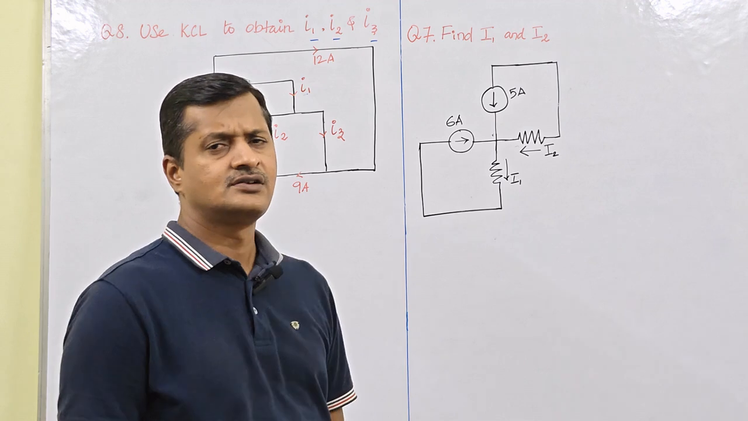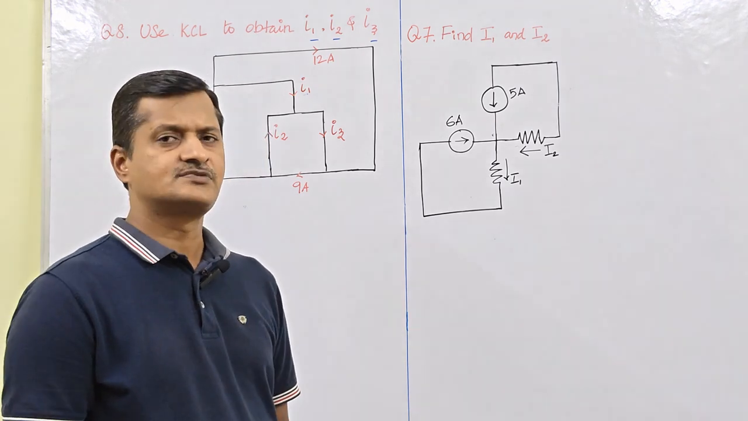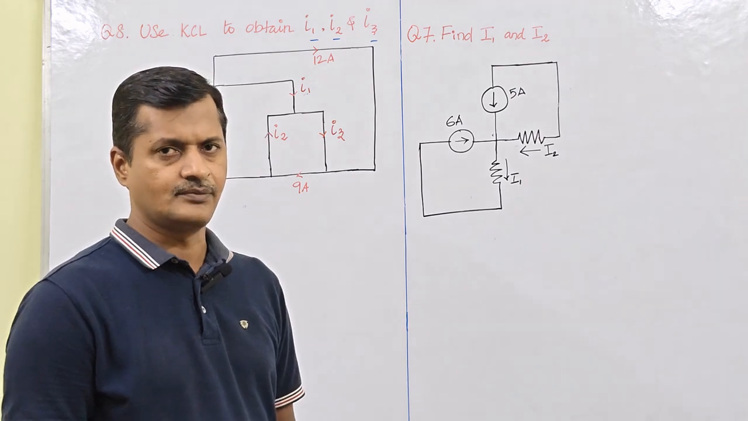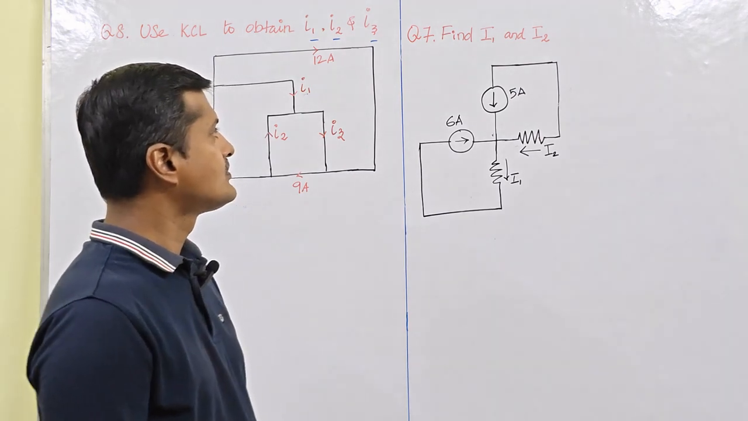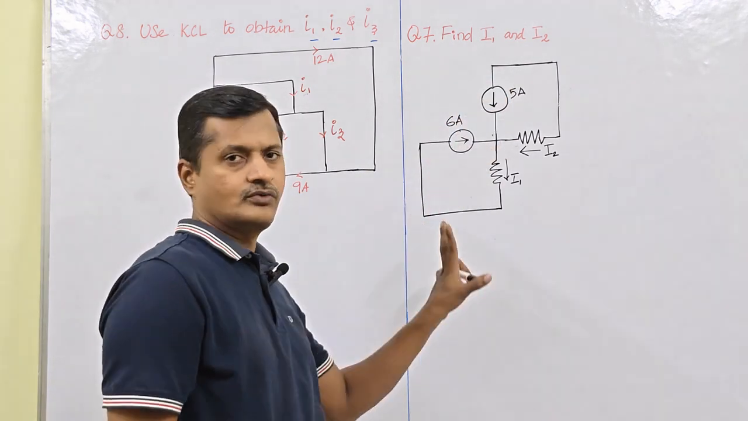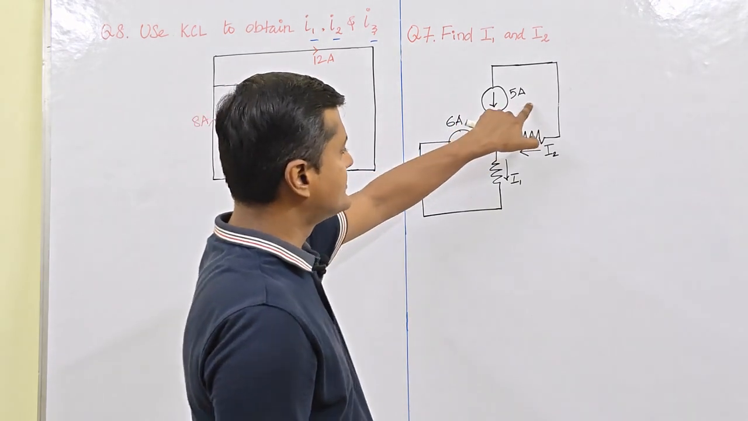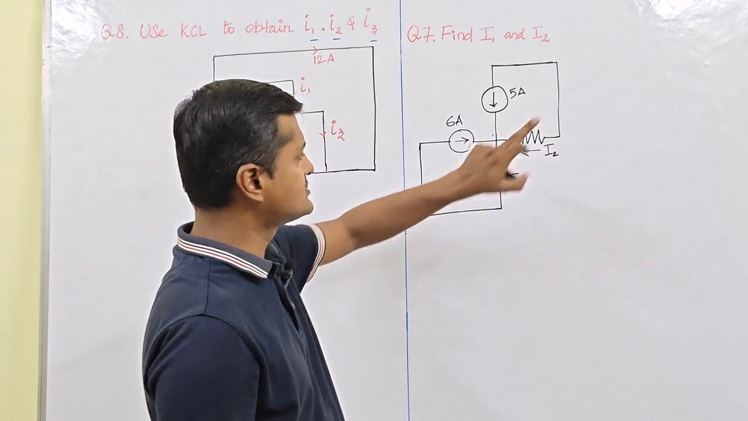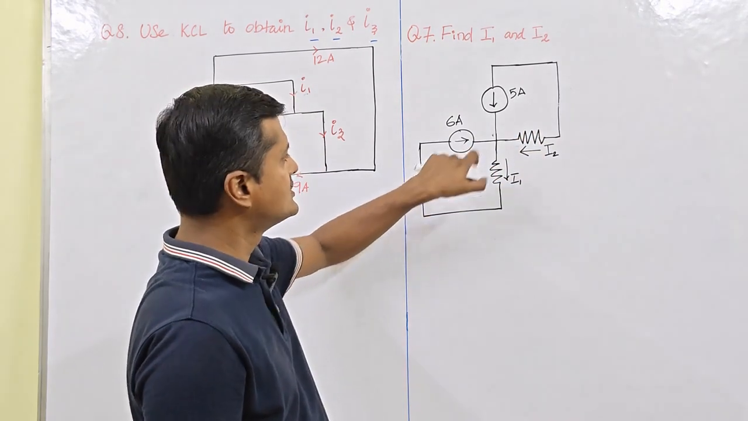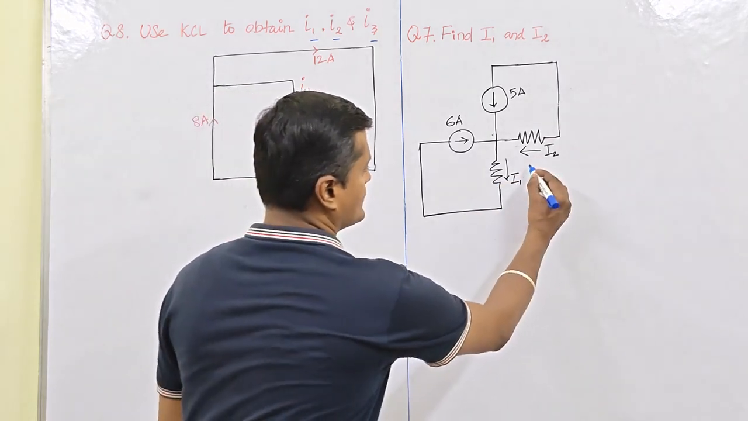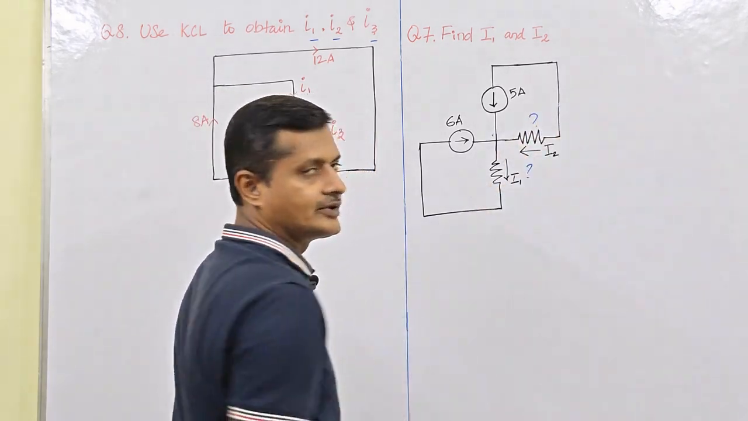Welcome to the next lecture. In this lecture we are going to discuss problems related to Kirchhoff's current law. So, first problem: find I1 and I2 for the given circuit. We have two circuits, upper and lower, with current sources I1 and I2. We have to find the values of I1 and I2.